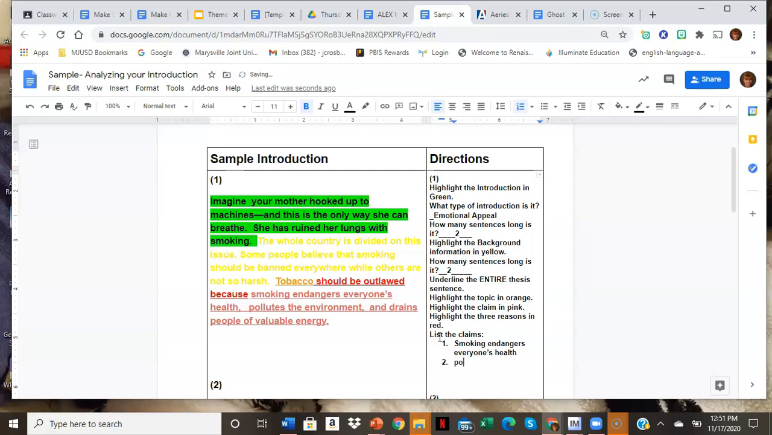My second claim is that it pollutes the environment. Having trouble with my typing today. And my third is that it drains people of valuable energy. There we go. Now my typing's a little bit better. So I'm going to list my 3 claims. Now I've highlighted everything I should on this side, and I've answered all my questions on this side.